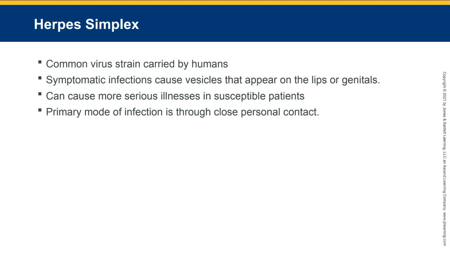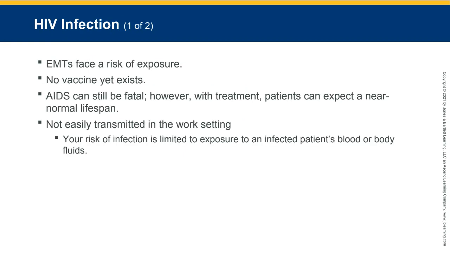Now, symptomatic infections cause vesicles that appear on the lips or genitals. Can cause more serious illness in susceptible patients. Primary mode of infection is through close personal contact. And it's an incurable disease. It can't be cured. It can only be treated or control the outbreaks, I should say. So the treatment controls the outbreaks, but there is no cure.